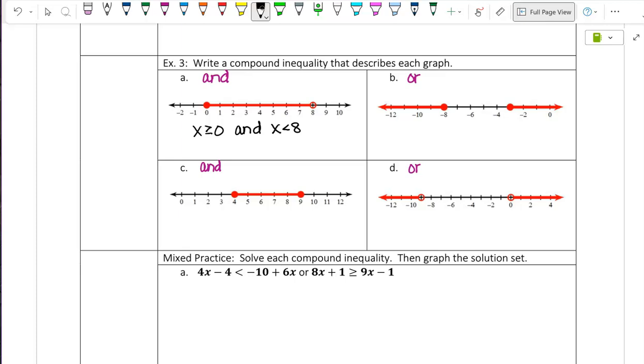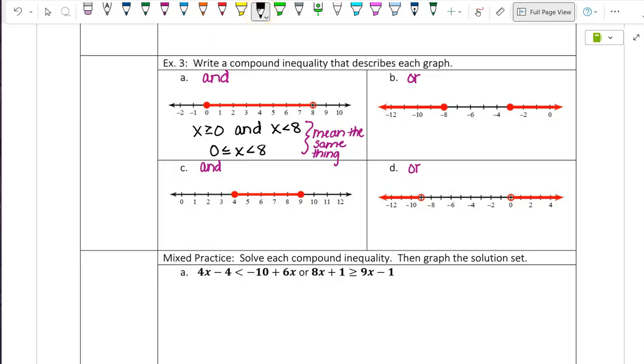The other way we could write that same statement in inequality notation, we could write 0 is less than or equal to x is less than 8. These two mean the same thing. It is just two different ways of writing out that and statement. Whether you want to use the word and or you want it all in inequality notation, that is two different ways of saying the same thing.